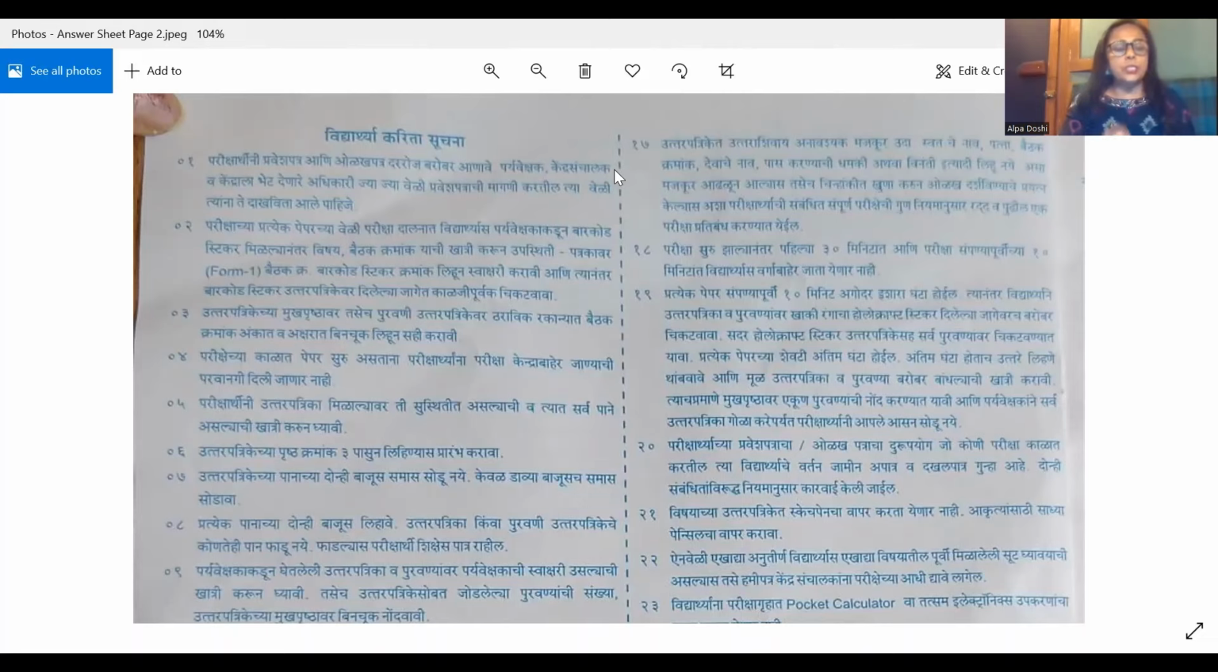As soon as you get your question paper, on the top right, there is a box provided. I will be sharing it with you later also. In that box, they will be giving you the space to write down the seat number.